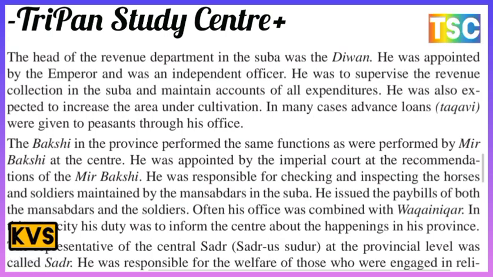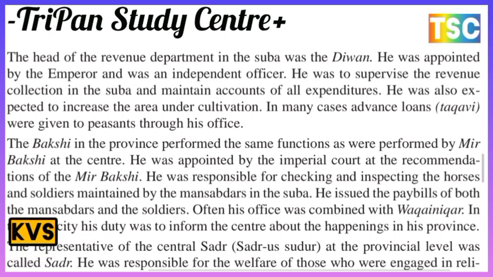The head of the revenue department in the Suba was the Diwan. He was appointed by the emperor and was an independent officer. He was responsible for revenue collection in the Suba and for maintaining accounts of all the expenditure. He was also expected to increase the area under cultivation. In many cases, he gave advance loans, taccavi, to the peasants through his office.